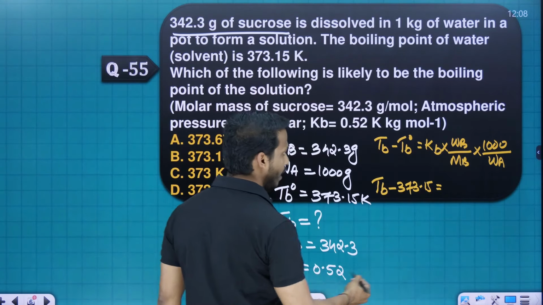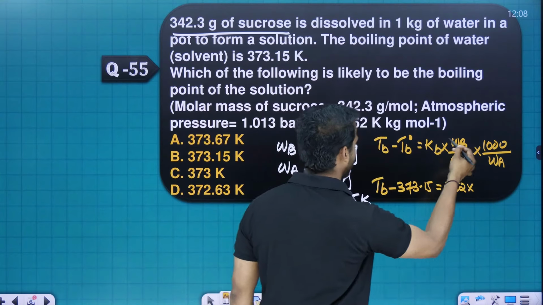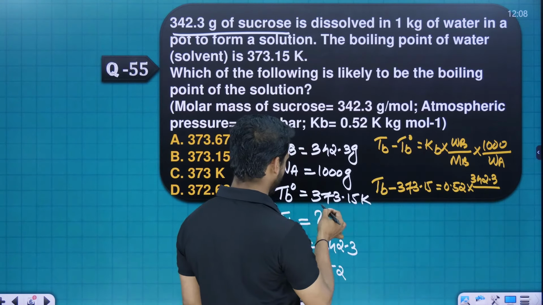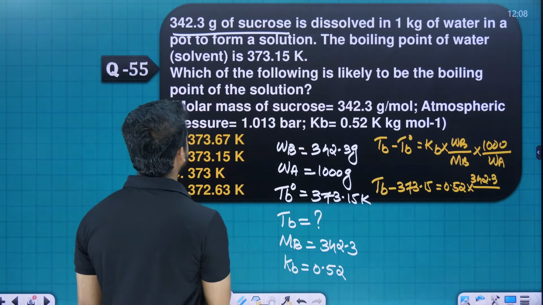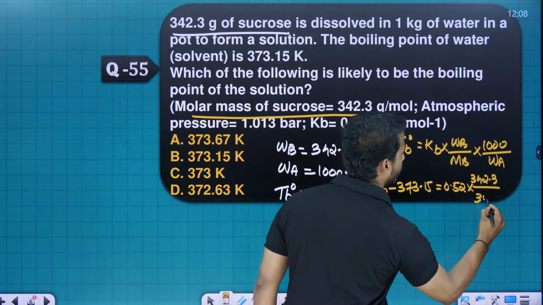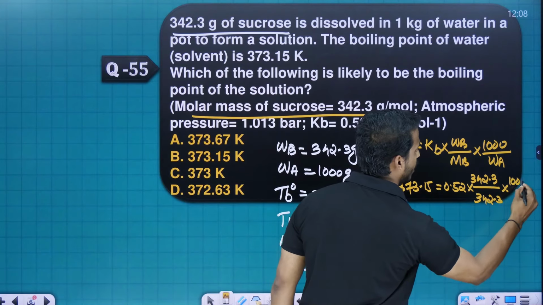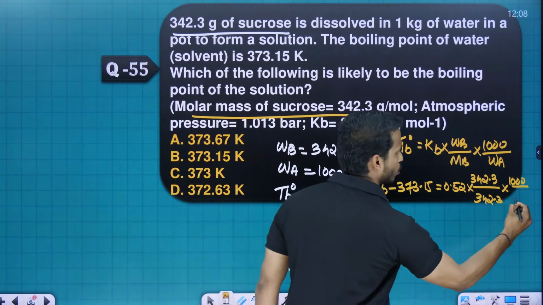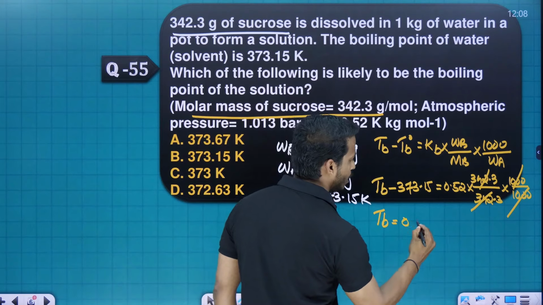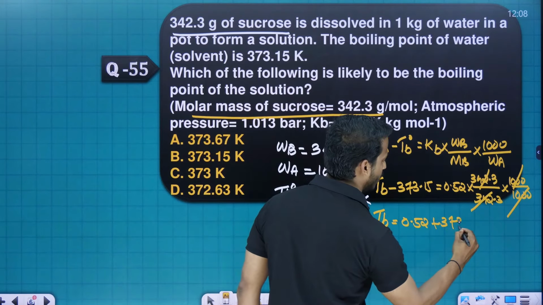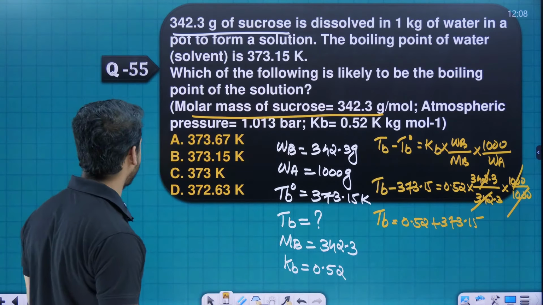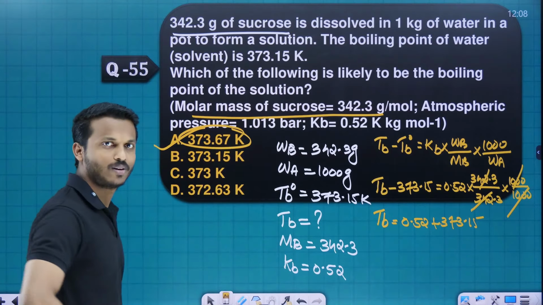373.15 equals KB, which is 0.52, into WB, which is 342.3, by the molar mass, which is also 342.3, into 1000 divided by the weight of solvent, which is also 1000. Cut it. Very simple, right? So what will be TB? 0.52 plus 373.15 equals 373.67. Yes, option A. Right, clear?